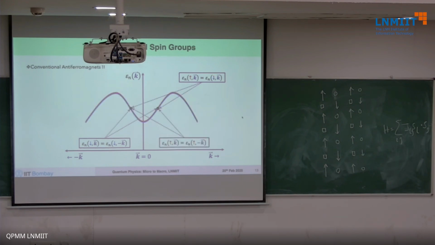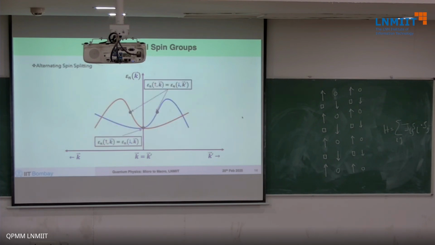If I have an antiferromagnet, then as I said, if it is a conventional antiferromagnet, the spin up and spin down, I cannot distinguish between them, which means wherever I sit at any point K, my spin up and spin down has to be the same. The K and minus K relation also holds true for both spin up and spin down. Okay, this is conventional.